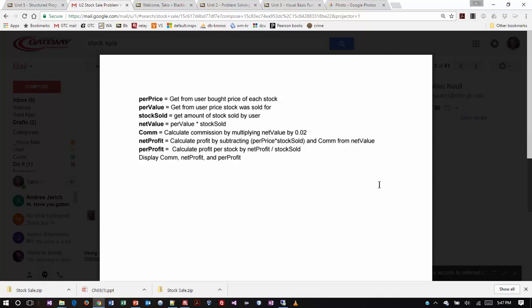Because that way, if they only sold a portion, they wouldn't be paying a commission on the stuff they're not selling, just on the stuff they're selling. And there would still be a profit involved. It would just be a profit that was relative to the total that they sold. Right? So some of the math is a little bit different.